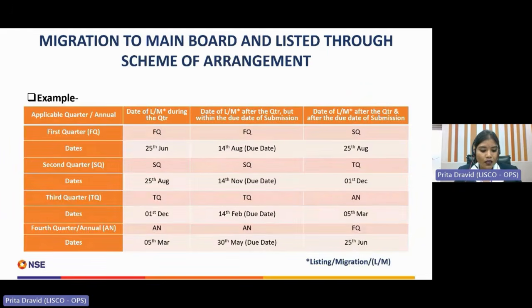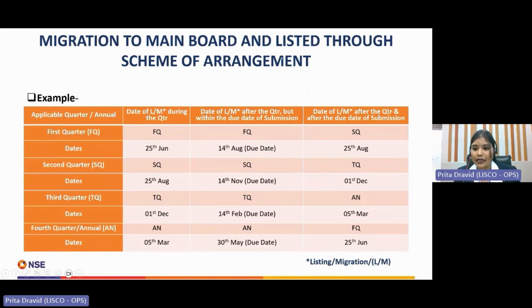Now we can take one example from this, that is the first quarter. If the date of listing and migration during the quarter is 25th June, then the company is required to submit the financial results for the first quarter. In the second instance, the date of listing and migration is after the quarter but within the due date of submission, that is 14 August, which is the due date. Then the company is required to file the financial results for the first quarter.